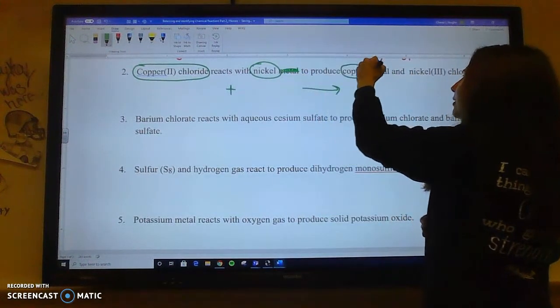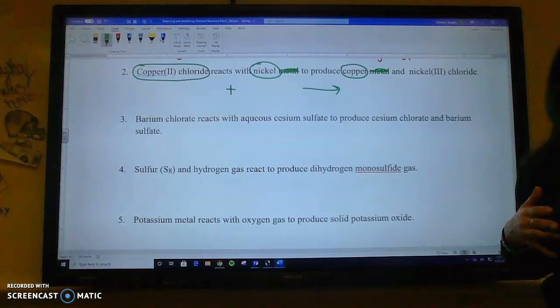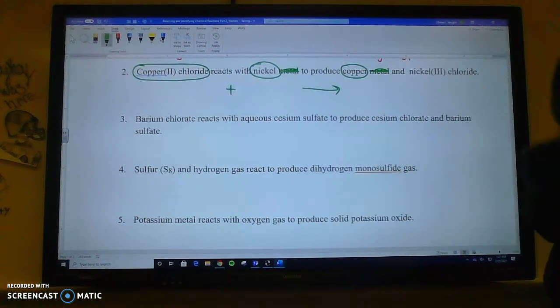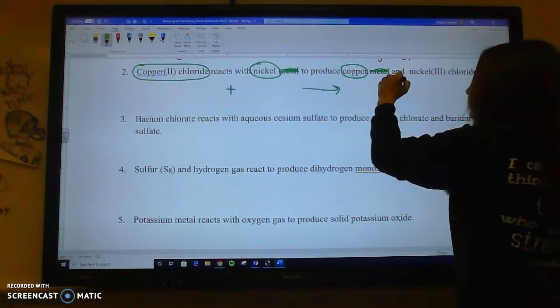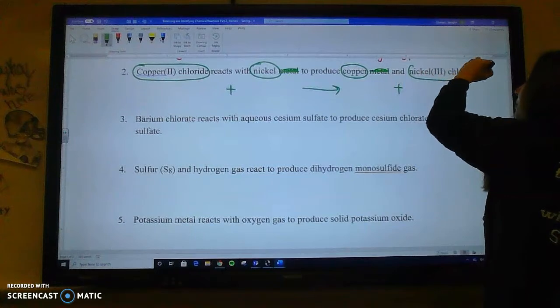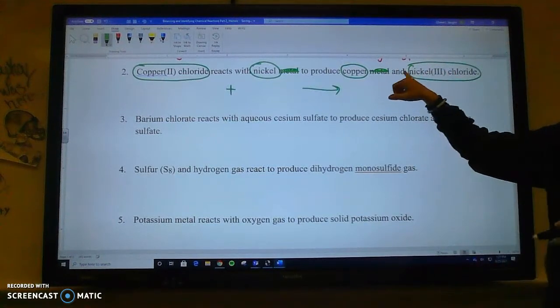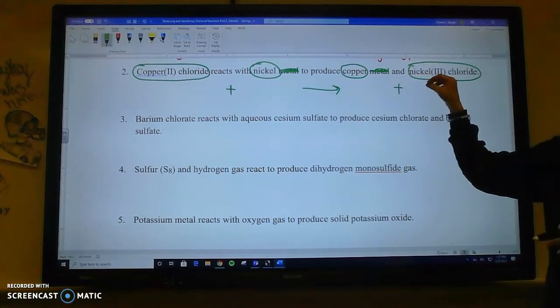Copper metal. And, okay, the word and, we have something else forming. So that's going to be a plus. And then nickel 3 chloride. So it's not always going to say to produce this and produce this.